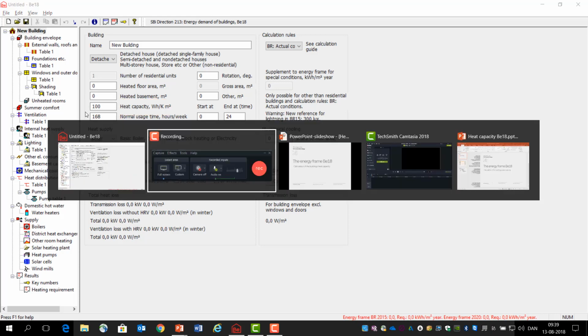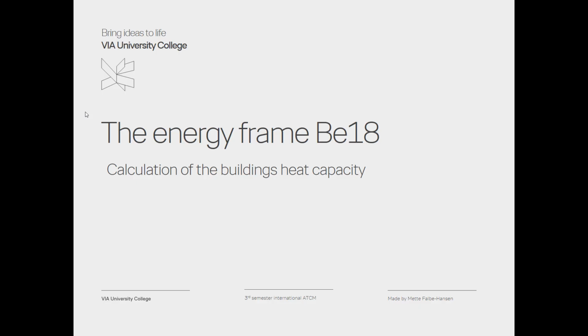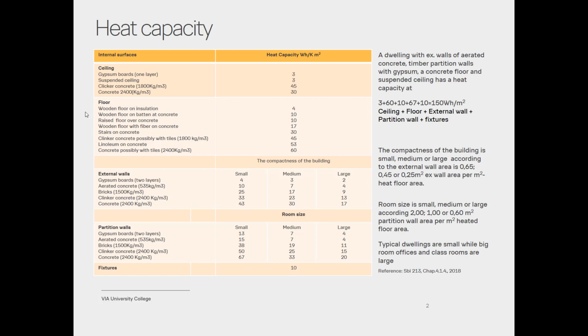We have a schedule to calculate or to find out what the heat capacity is for the different materials. This schedule is a translation from the SPI 213. Here you can see we have the ceiling, the floor, the external wall and the partition walls, and then also we have fixtures for all the furniture and stuff that we have inside the building.